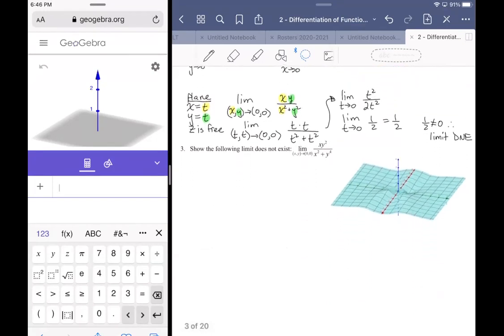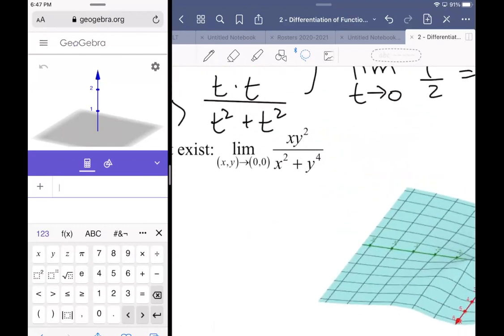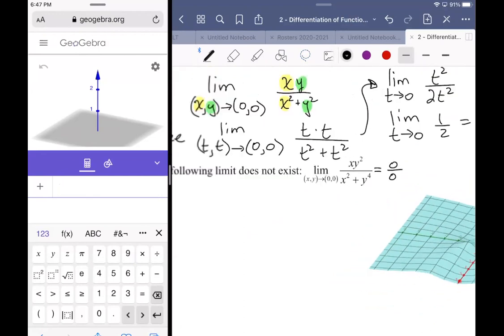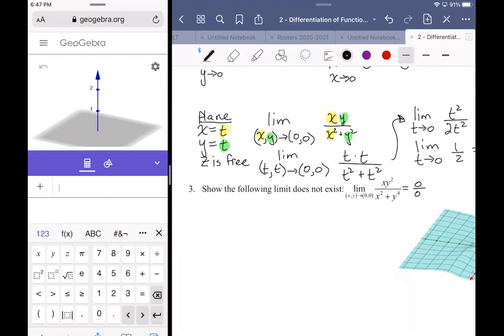All right. So number 3 is along the same lines. You pop in a 0, and you get 0 over 0. And again, we're looking for different approaches, different ways that we can get to that location, right? So approaches. I'll just write singular.